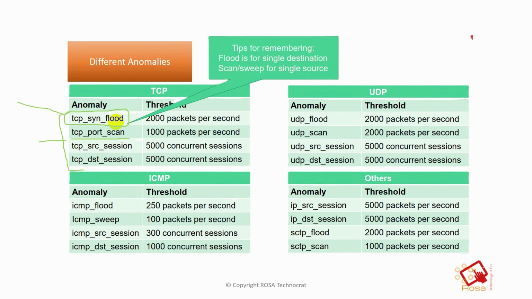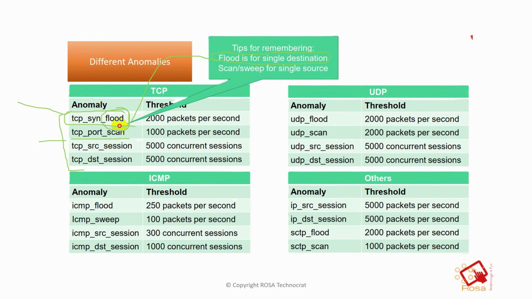So he will hit so many SYN requests, a continuous bulk of millions, billions of SYN requests, to a particular destination server, right? So that is called a flood. An easy way to remember how these different anomalies work is: flood is for a single destination.